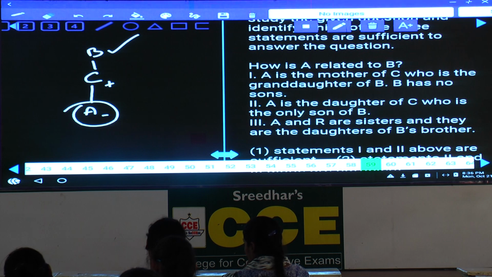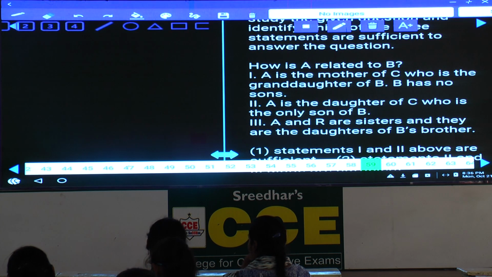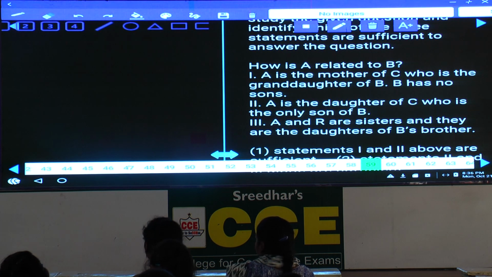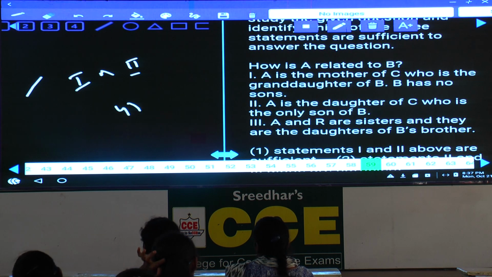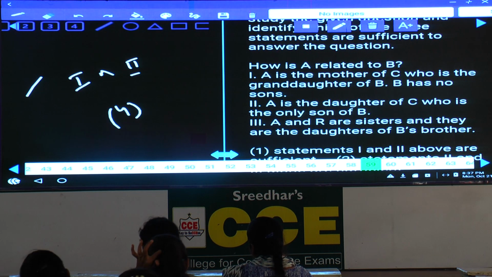Then 1 alone sufficient, 2 alone sufficient. What else should we check next? Should we check the third statement or not? Not required. Why is it not required? There is no other choice like only 1 or only 2. If there were such a choice, then we would check with 1, 2, 3. But here it is not so, so this itself is sufficient. Then what is your answer here? Choice 4 is the answer. Now 59 it is choice 4.